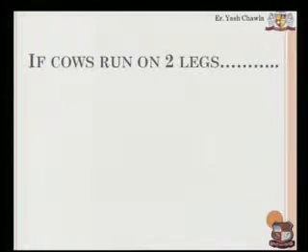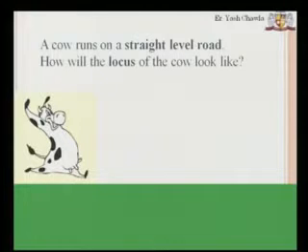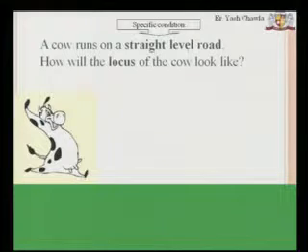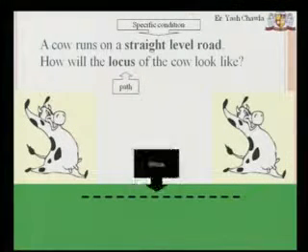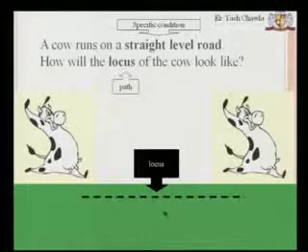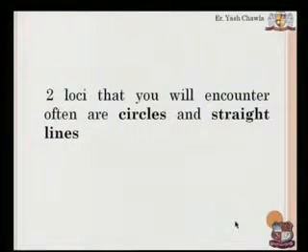If the cow is running on 2 legs, let us imagine a cow running on 2 legs. Now what will happen? This is the cow which is dancing and running on 2 legs. The necessary condition is that there is a straight level road and it should run in a straight line. So I'll have this condition, the path that I have to trace, and this is the final position of the cow. So this is the locus that has been traced by the cow.